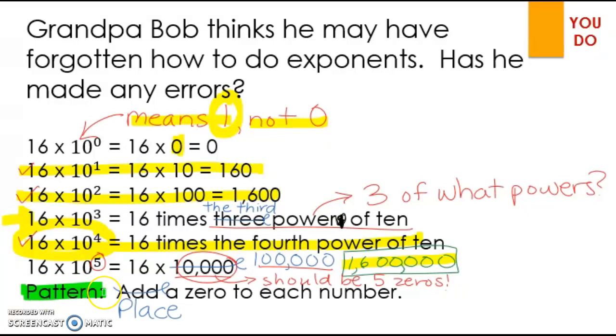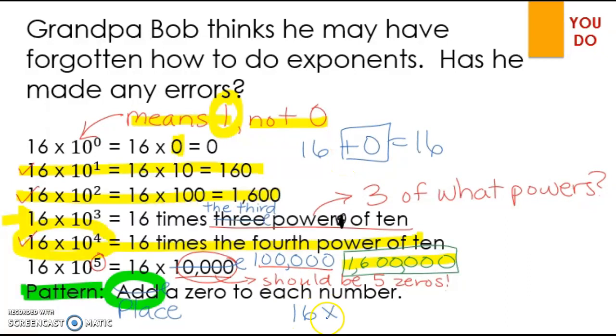And finally, he also makes another common mistake. He says that the pattern is add a 0 to each number. Well, Grandpa Bob, we've got to use math language. And when we add a 0 to each number, it's not going to give us what we want. Watch. 16 plus 0 is 16. You did say add a 0, right? 16 times 10 to the third power is not 16, just add a 0, because then we get 16 again.